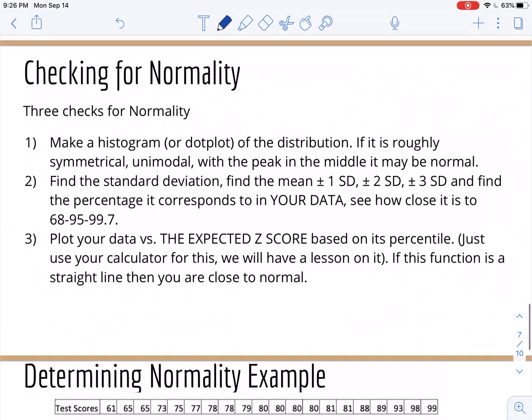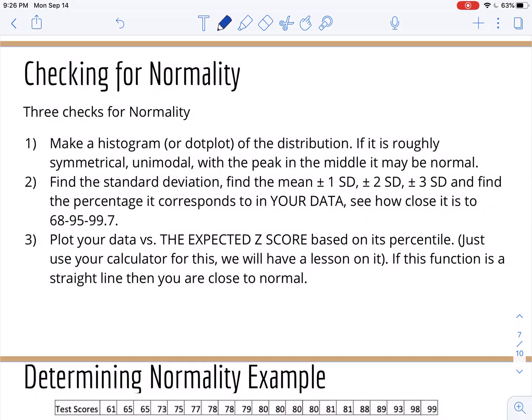All right, we've got to check for normality though. We can't use these tables with a non-normal distribution. If your distribution isn't normal, then these percentiles don't line up. It's not good enough. We have other ways of figuring out percentiles for non-normal distributions. We like normal distributions because figuring out the percentile is way easier with the z-score. But again, it only works for normal distributions.